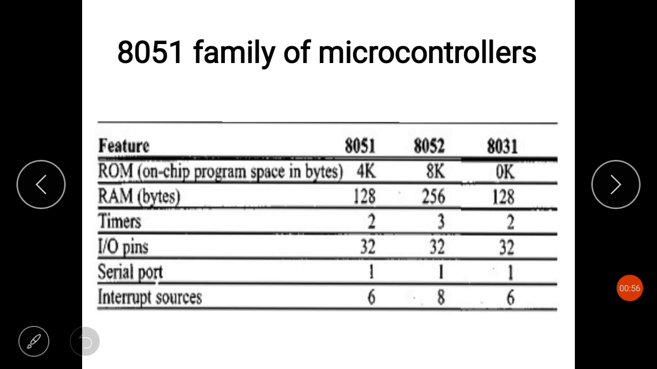Before starting the memory organization, I would like to discuss a few important points, like the 8051 family of microcontrollers, which I skipped while I was discussing the evolution or history of microcontrollers. This 8051 became widely popular after Intel allowed other manufacturers to make and market any version of 8051 they want, with the condition that those versions remain code compatible with the 8051.